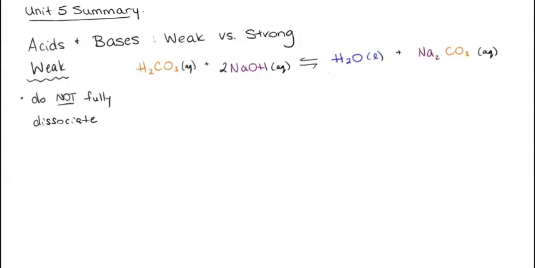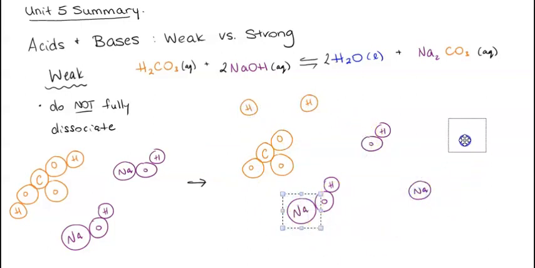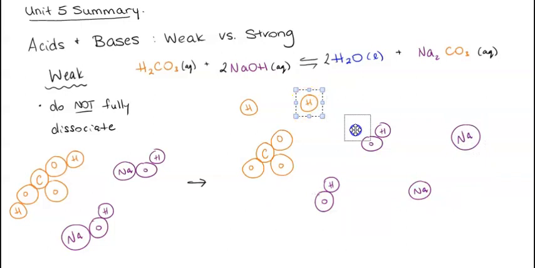Let's look at this example of a weak acid with a strong base. Now, if this were to react predictably, or as if this was a strong acid, it would dissociate into its ions, just like the strong base, to form two water molecules with the spectator ions floating in solution.